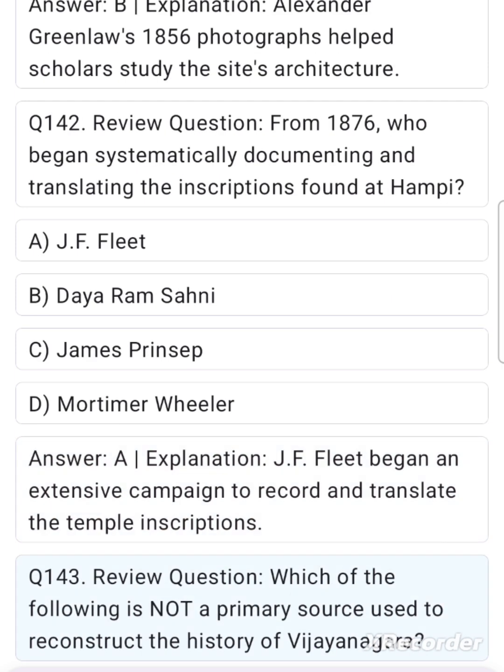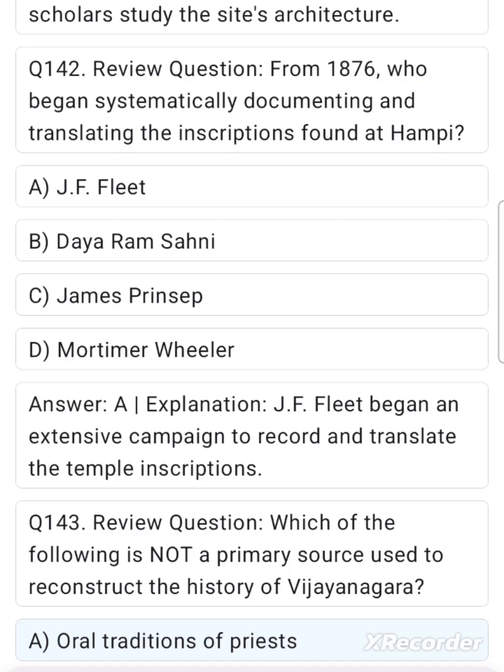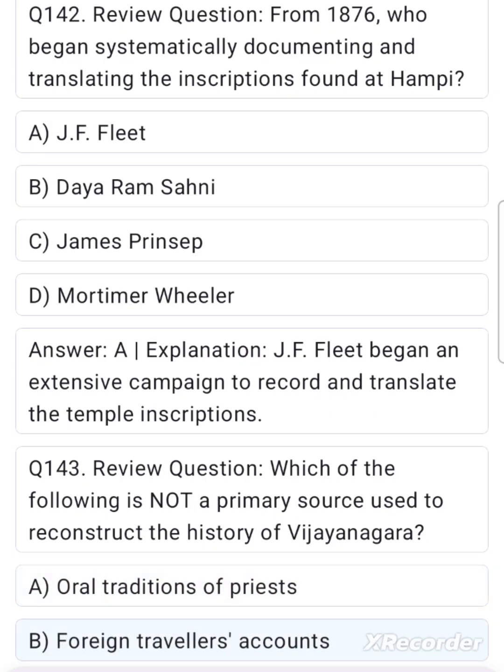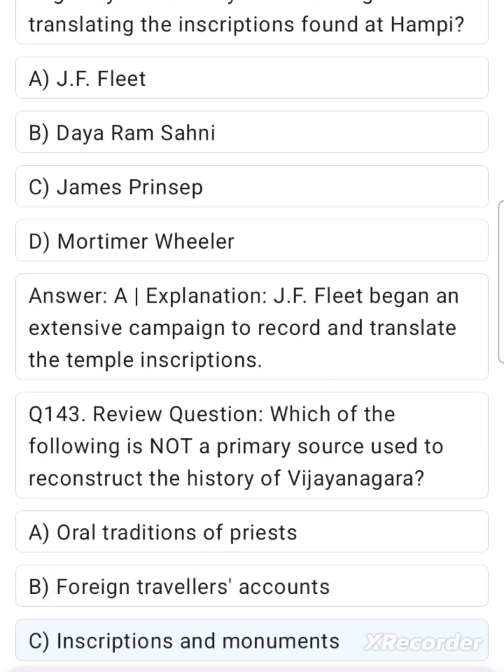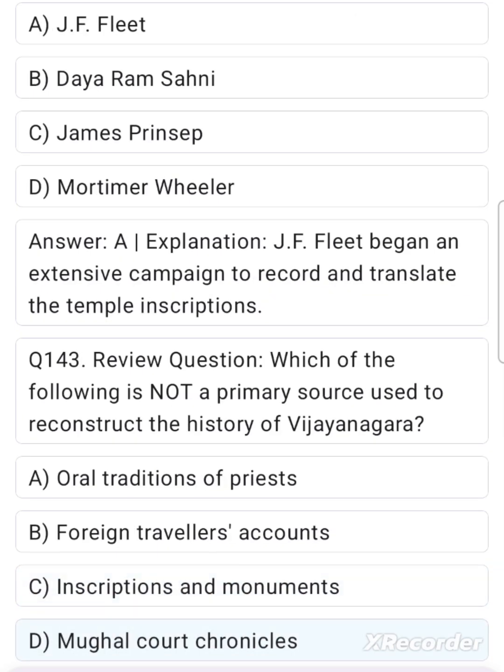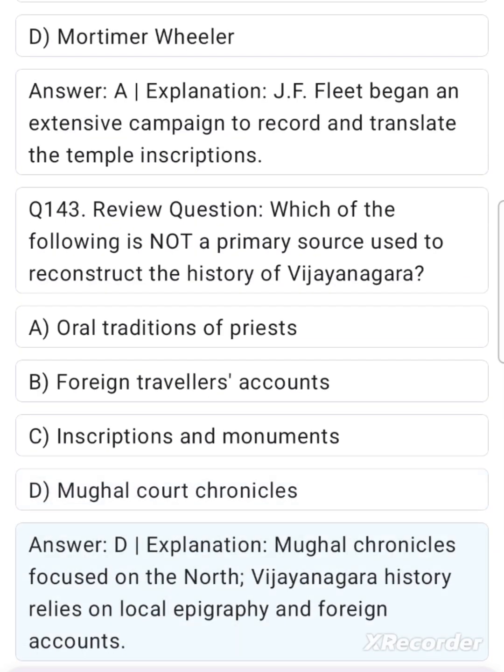Q 143. Review question. Which of the following is not a primary source used to reconstruct the history of Vijayanagara? A. Oral traditions of priests. B. Foreign travelers' accounts. C. Inscriptions and monuments. D. Mughal court chronicles. Answer: D. Explanation: Mughal chronicles focused on the north. Vijayanagara history relies on local epigraphy and foreign accounts.